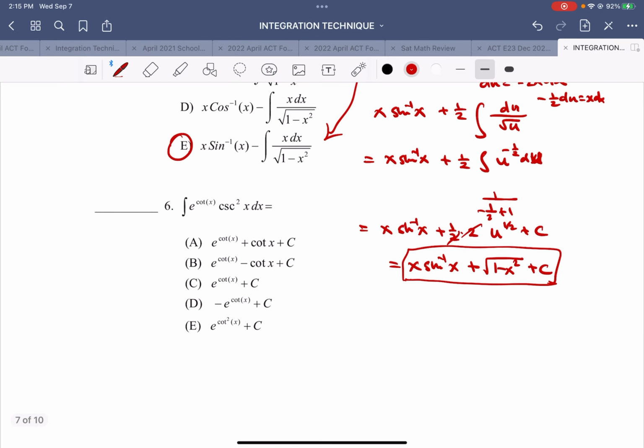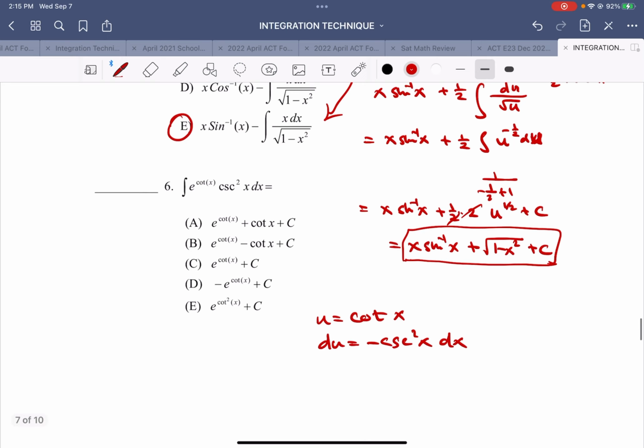Now this one, I know my u is cotangent x. So du is negative cosecant squared x dx. So it comes out nicely. So the integral of e to the u and negative du will be negative e to the u. So negative e to the cotangent x plus c. So d will be the answer. Just use that.